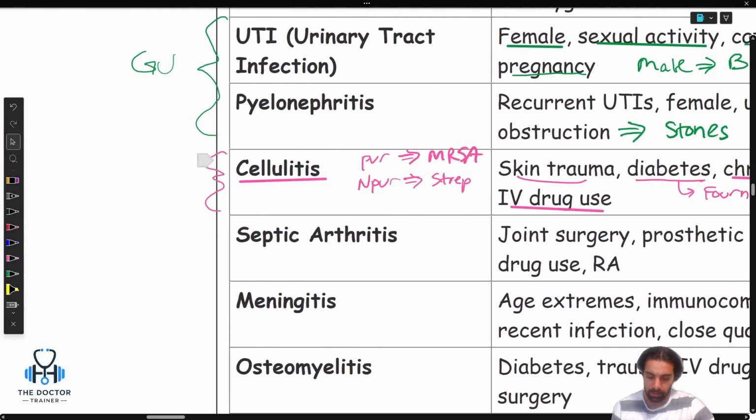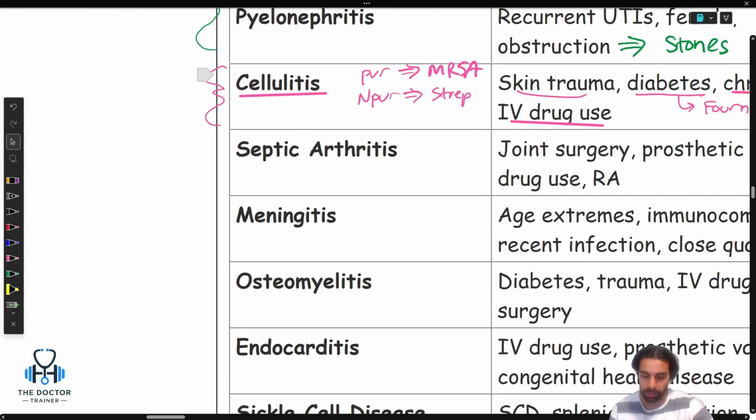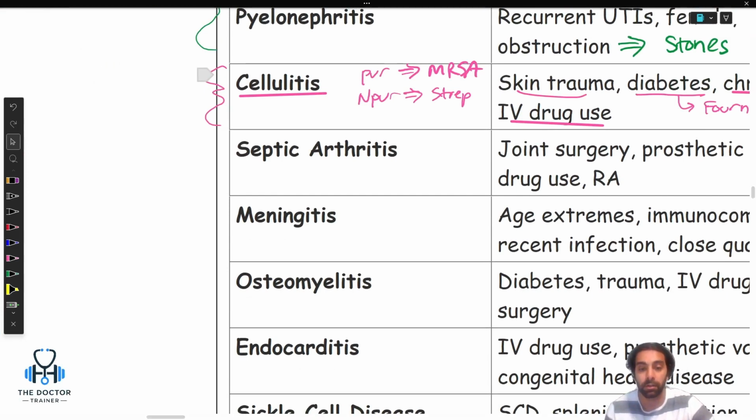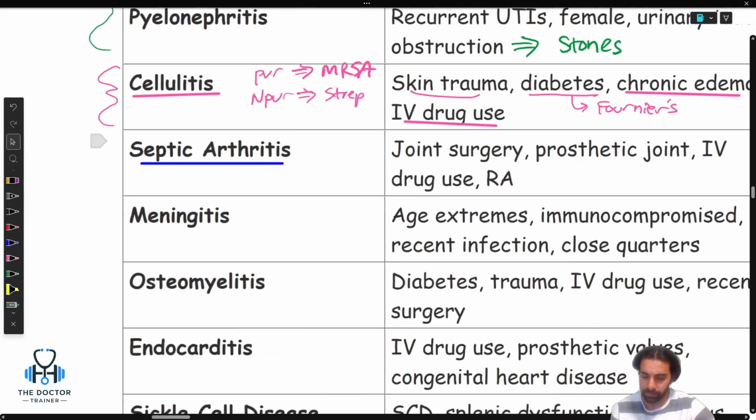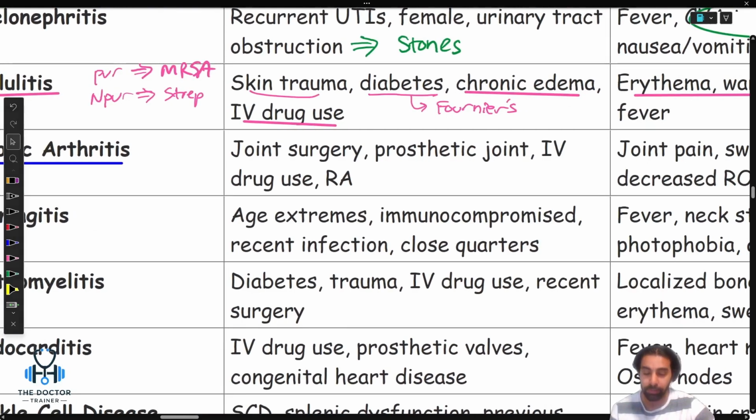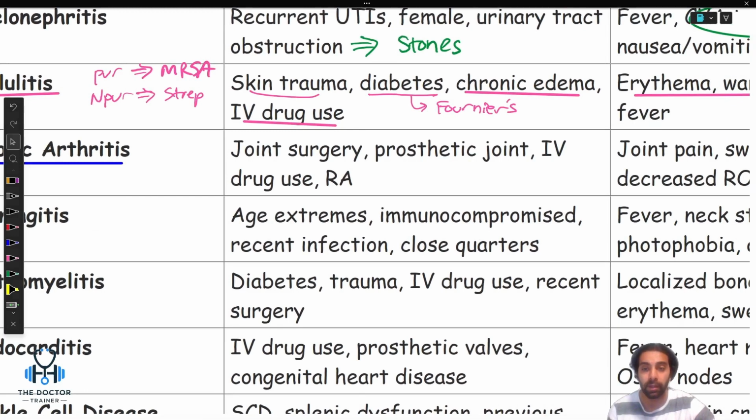All right. Now we're going into a little bit of the weeds here, because a lot of the infections that I've talked about are the most common bugs or common types of infections, but you know how boards are, they're going to ask you questions that are not so common. Septic arthritis: think about what type of joint is being affected. Is it the knee? Is it the hip? Those are usually the most common places. And think about risk factors.